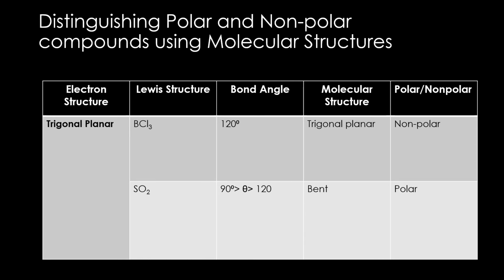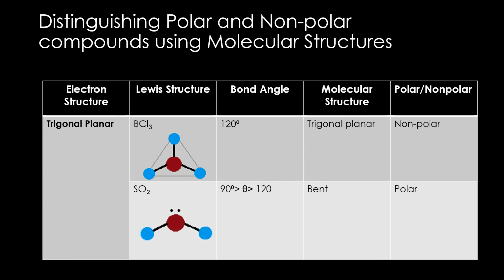If the central atom is fully bonded to three identical atoms, such as in boron trichloride, then the molecular structure is trigonal planar, which is the same name as the electron structure, and it is nonpolar due to the symmetric charge distribution. On the other hand, if the central atom is only bonded to two other atoms and has a lone pair on the central atom, then the molecular structure will be bent.